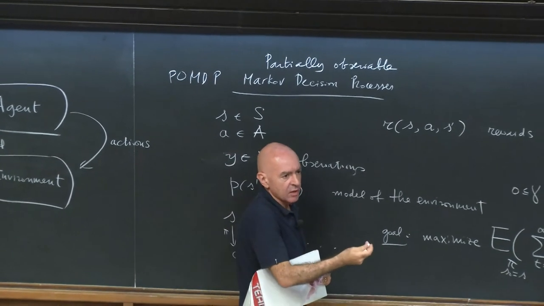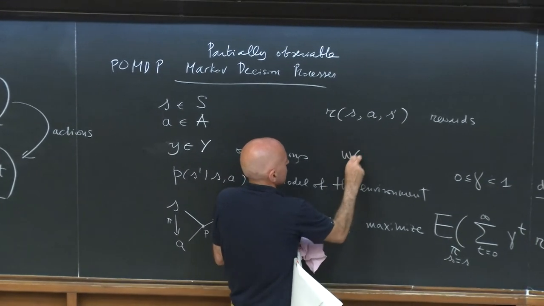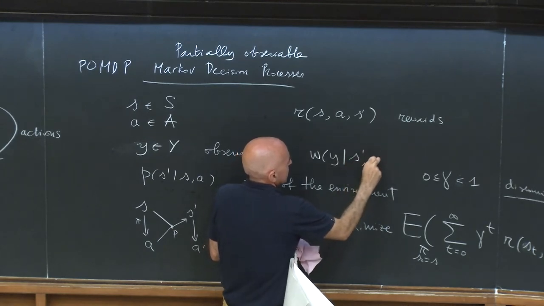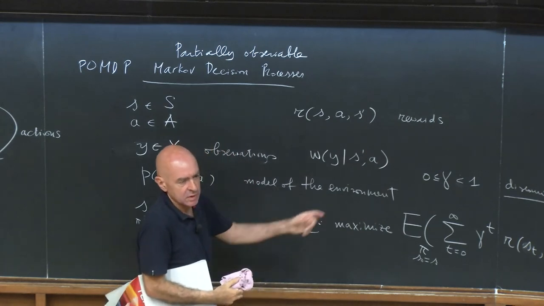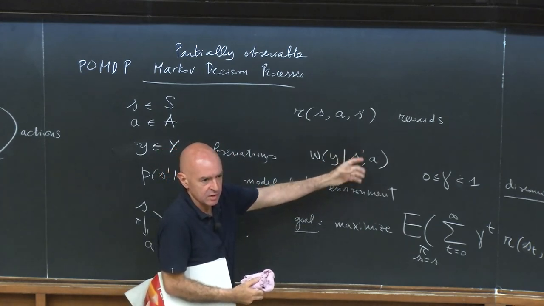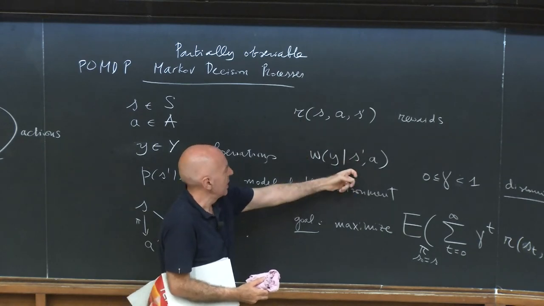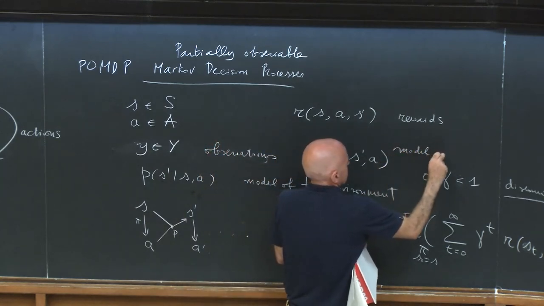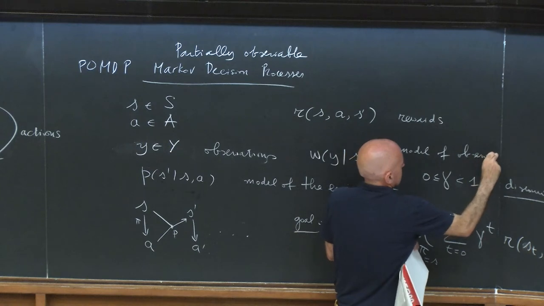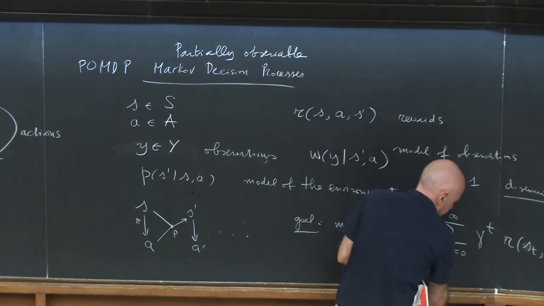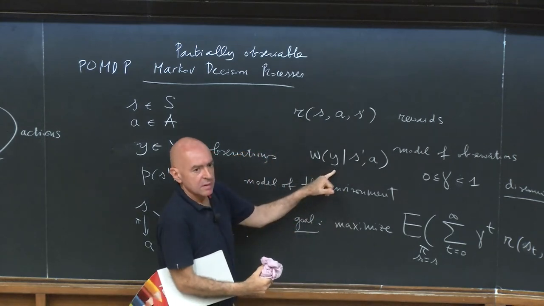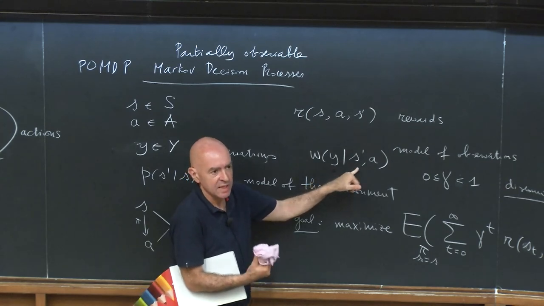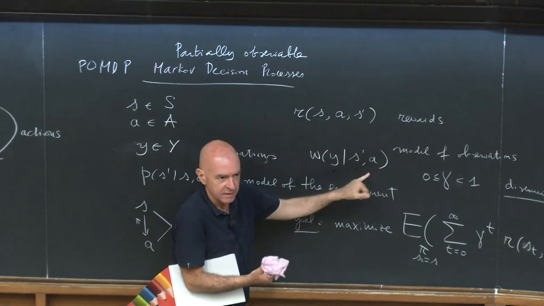And there's also a model of these observations, which is a probability distribution that I will make an observation Y given that I end up in state S prime with action A. The choice of S prime is only customary in the literature. It could have been S or S, A, S prime, whatever. So this is a model of observation. It tells you that if I make an observation Y, this happens with a certain probability given that the world was in state S prime and I took action A. Okay.